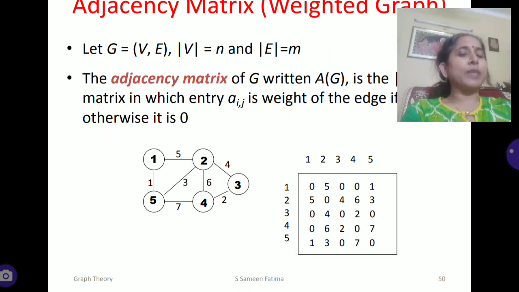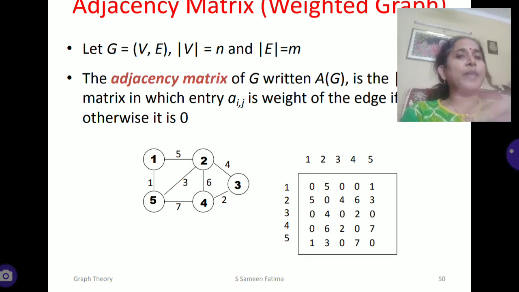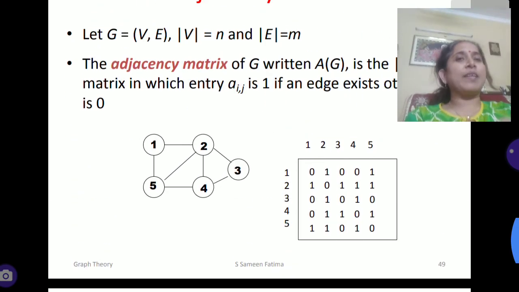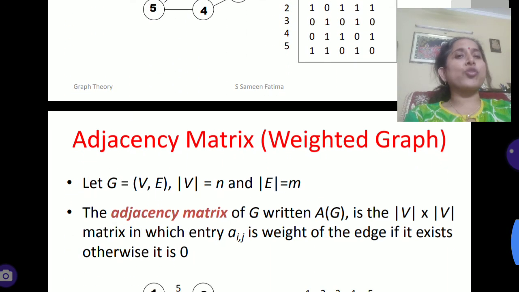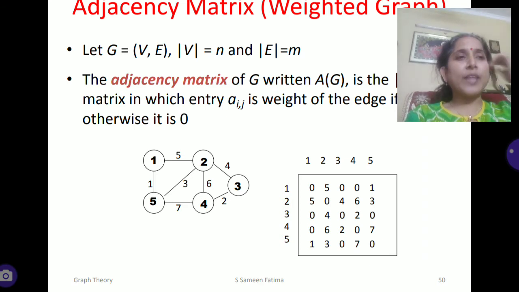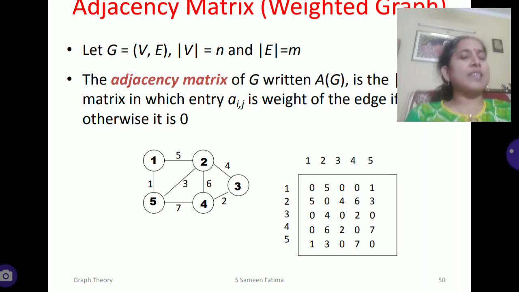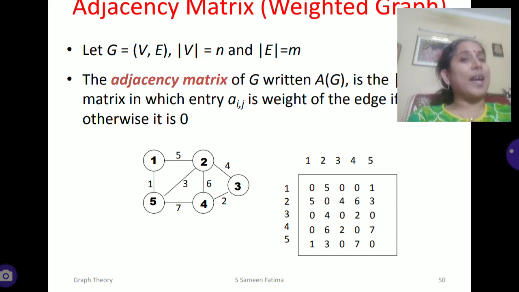Same graph, 1 2 3 4 5. Only the numbering has come on the edges. Let's say the edge connecting vertices 1 and 2 has the number 5. In the earlier graph there was no numbering, so this shows what weight has been added to each of these edges. Now what will change in the matrix? If the edge is not present, the marking will remain 0. But if the edge is present, in that case you are going to mention the weight of that edge in the matrix entry. Instead of 1, you'll add that weight.